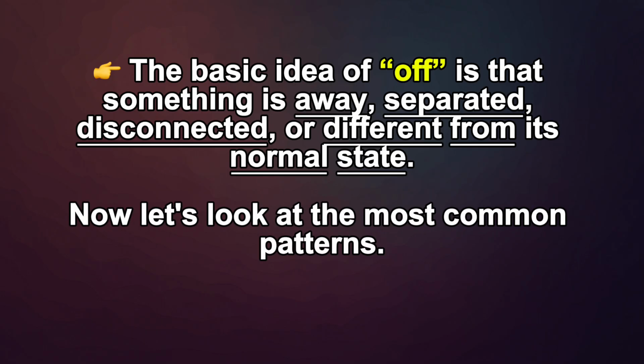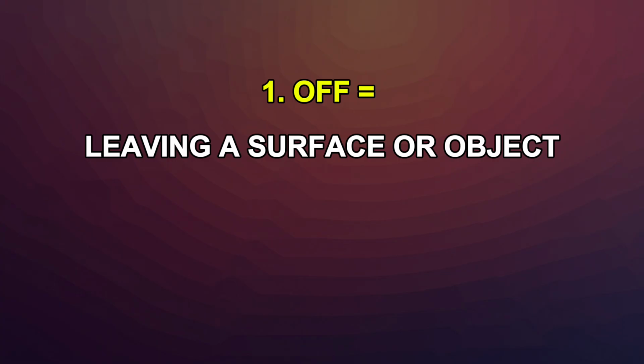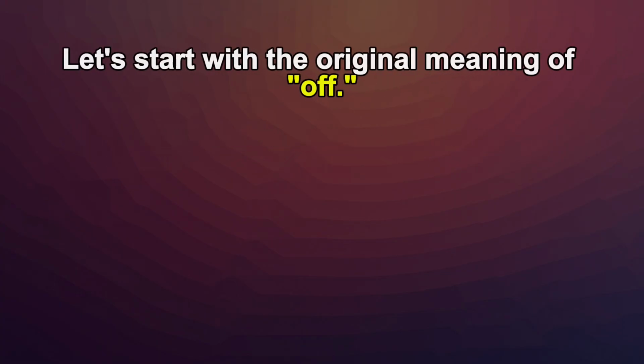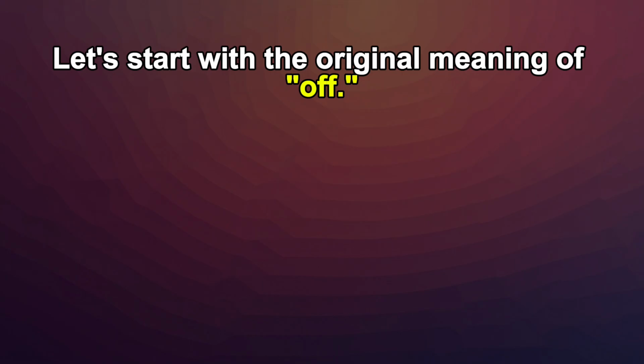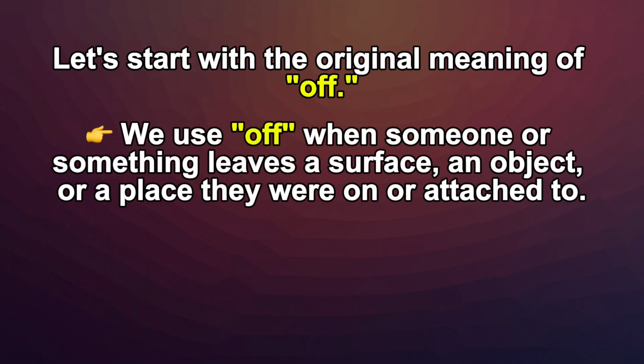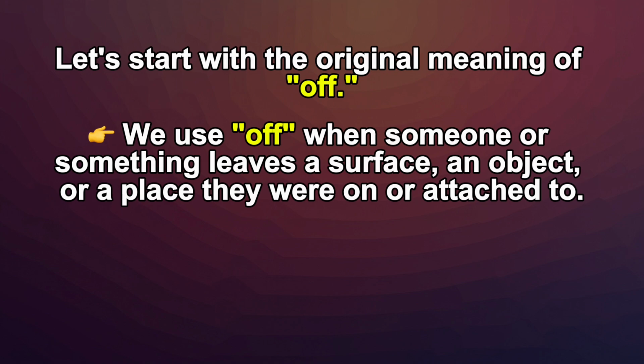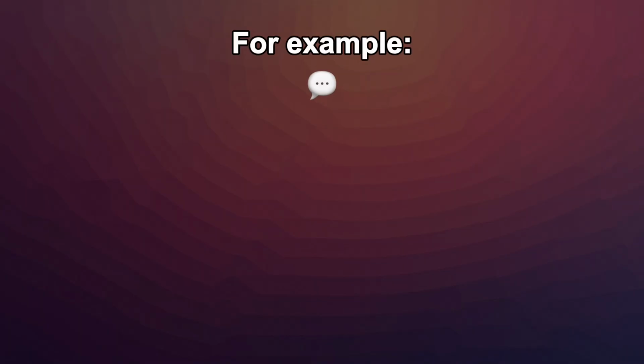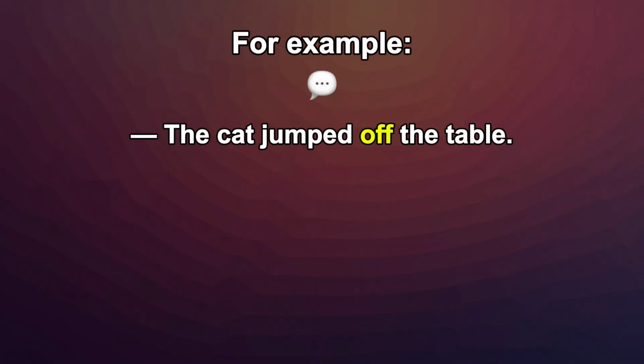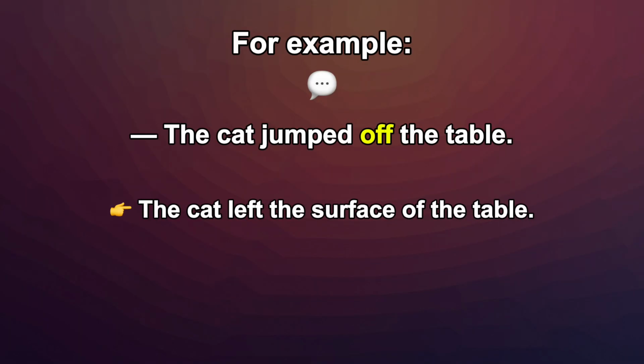Now, let's look at the most common patterns. Off equals leaving a surface or object. Let's start with the original meaning of off. We use off when someone or something leaves a surface, an object, or a place they were on or attached to. For example, the cat jumped off the table. The cat left the surface of the table.